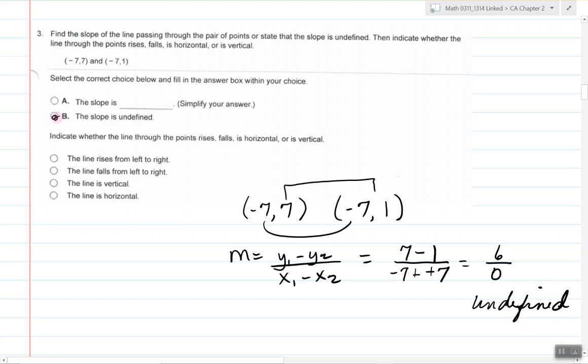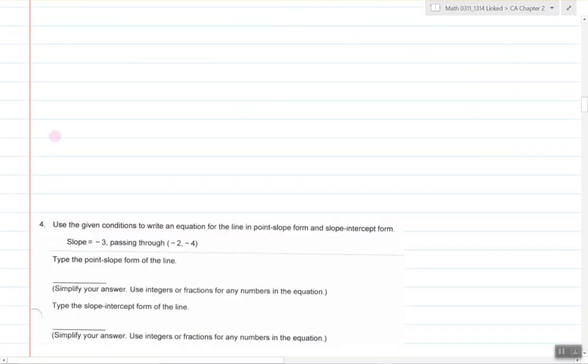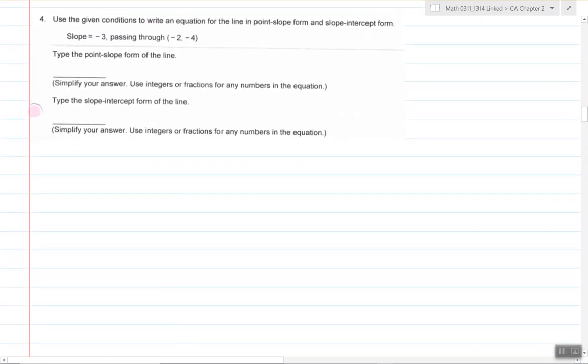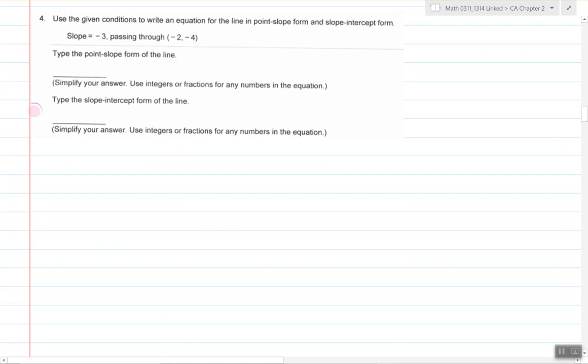And the slope is undefined, and that means that the line is vertical. All right, now we're going to do a few problems where we're given conditions and asked to write the equation of the line. The slope is -3, so I'll write down my information. The slope is -3, and the point that the line passes through is (-2, -4).